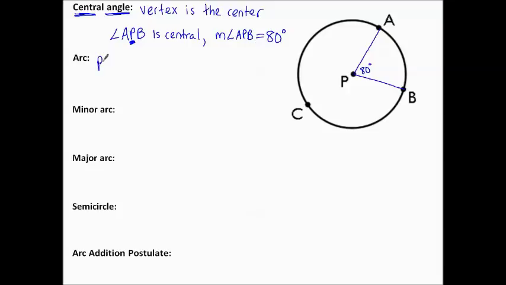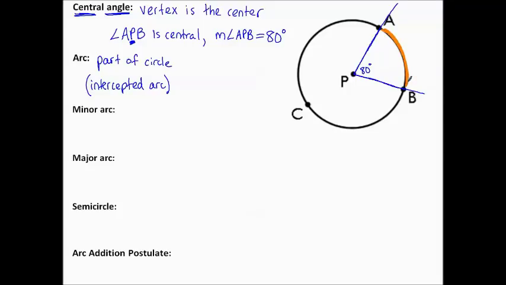An arc is just part of a circle, and sometimes we call that an intercepted arc when it's being made by an angle. For example, the sides of angle P hit the circle at point A and hit the circle at point B. So the arc being intercepted is this minor arc right here, arc AB.